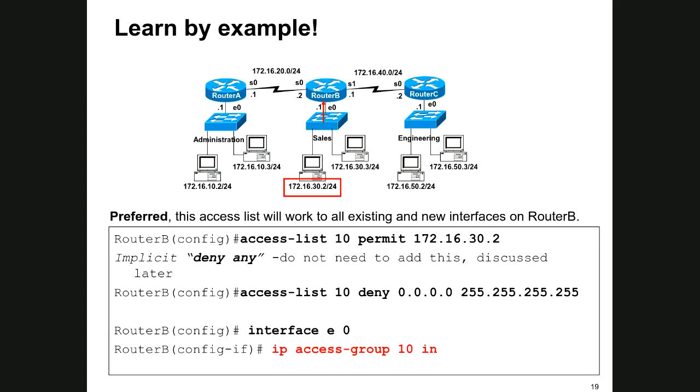So let's do it this way instead. Let's use an inbound access control list, which saves processing time on the router. Let's apply that access group 10 in an inbound direction to the incoming Ethernet port E0 on the router. That way, only the sales manager's traffic will be able to leave the sales department, and it won't inadvertently block legitimate traffic between the administration department and the engineering department.